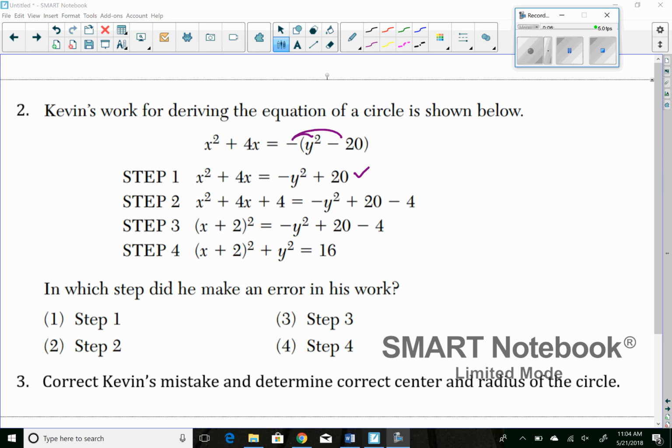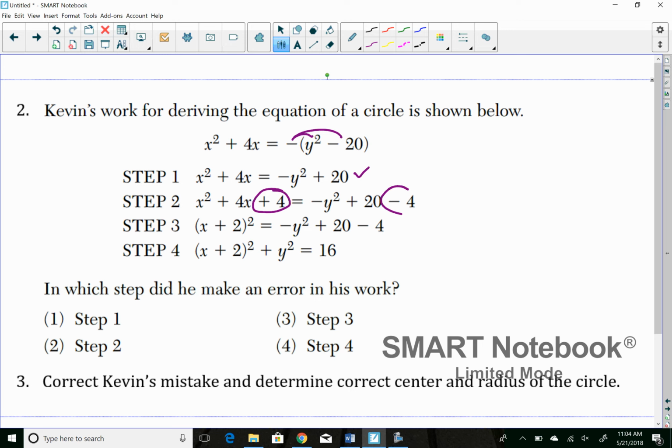All right, so we see that step 1, Kevin did a good job there. In step 2, he added 4 here, but then subtracted 4 on the other side. Well, that doesn't balance the equation, right? So there's his mistake. Everything he did past that is actually correct, so step 2 is where his mistake is.